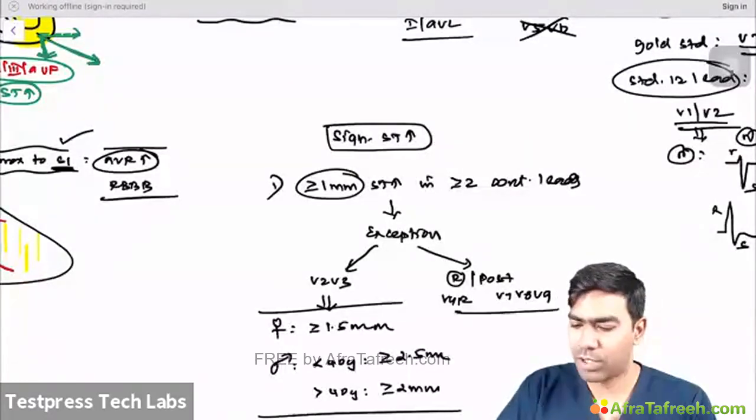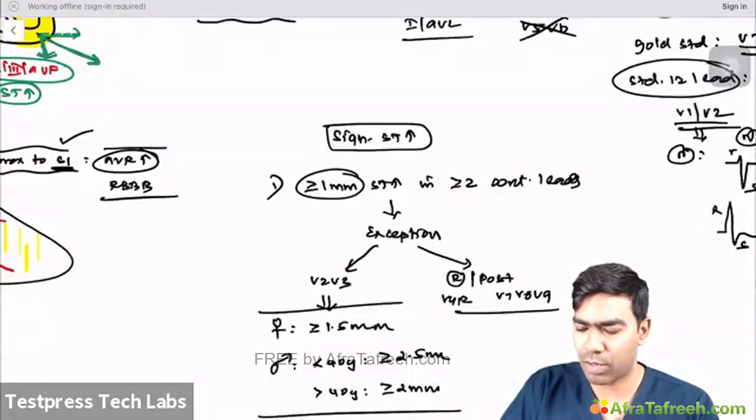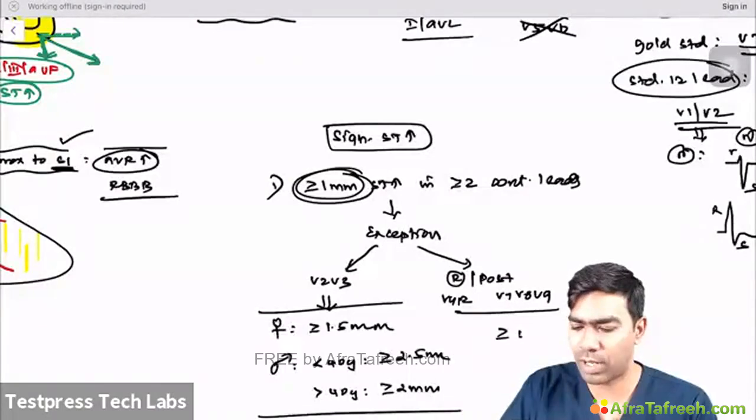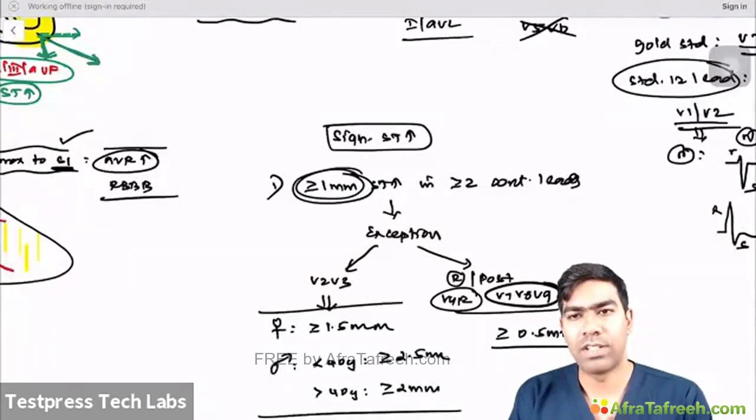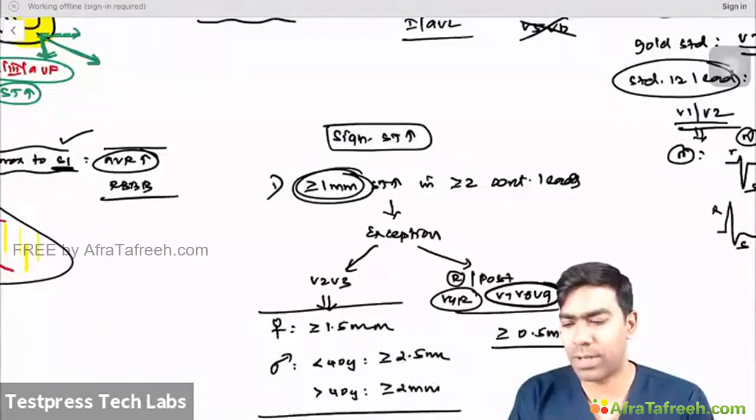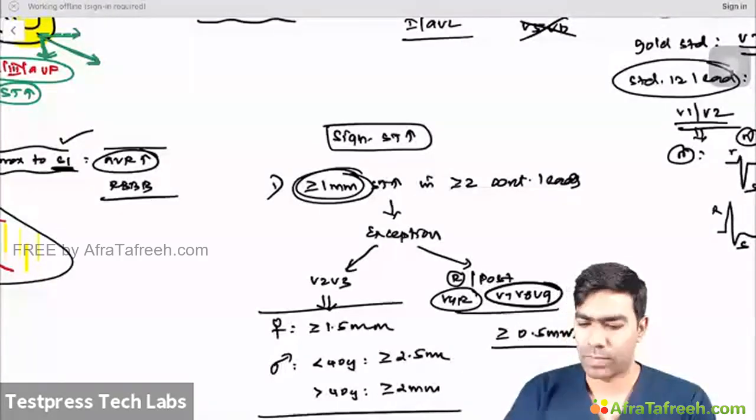For right and posterior leads, because they are extremely sensitive, the cutoff is lower. It's not 1 millimeter, it's less than 1 millimeter. Just 0.5 millimeter is enough for right and posterior leads. For V4R and V7, V8 and V9, just 0.5 millimeter ST elevation is more than enough. This is what we refer to as a significant ST elevation.